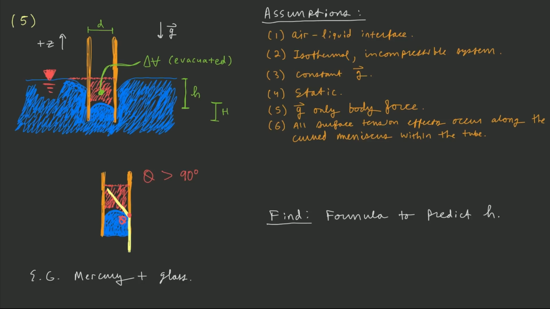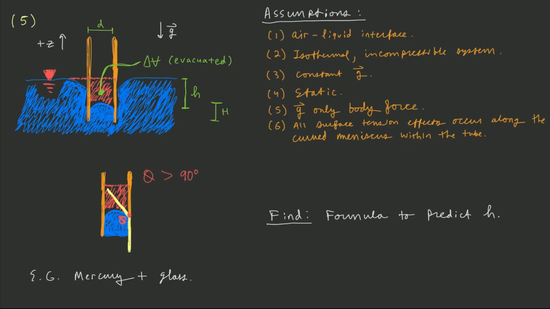So to begin, let's review our assumptions. Assumption 1, we're going to deal with an air-liquid interface. 2, we're going to deal with an isothermal incompressible system. 3, a constant gravitational field. 4, a static system. 5, gravity as the only body force. And 6, we're going to assume that all surface tension effects occur along the curved meniscus within the tube. And we kind of reviewed that assumption in the previous video.